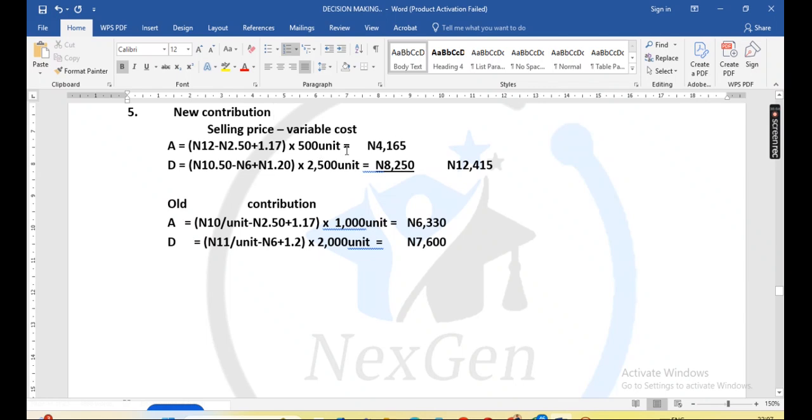So now you can see this is the new and this is the old. Now, what's really happened here? Let's check: is there any increase in the profit or decrease in the profit? Add these two together. What do we have? 13,930 naira.